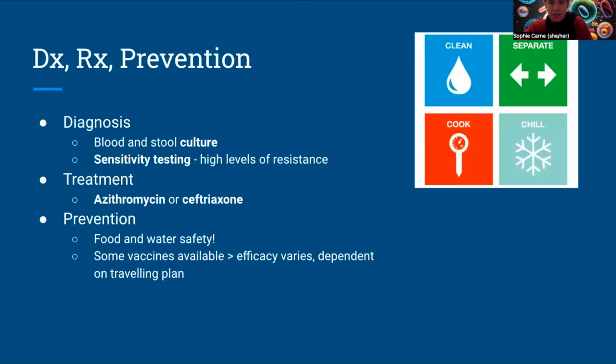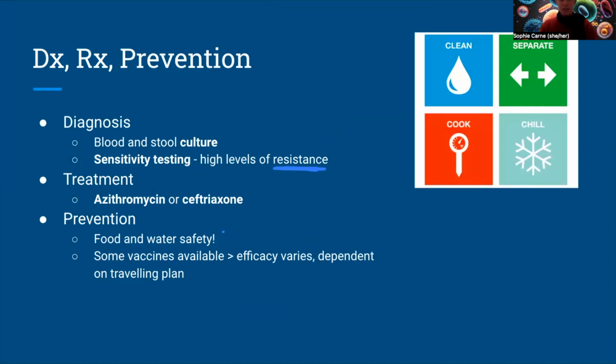So you diagnose salmonella with a blood culture and a stool culture, and you should do sensitivity testing because there are high levels of resistant salmonella. You treat with azithromycin or ceftriaxone. And to prevent the spread of salmonella, you should engage in food and water safety.